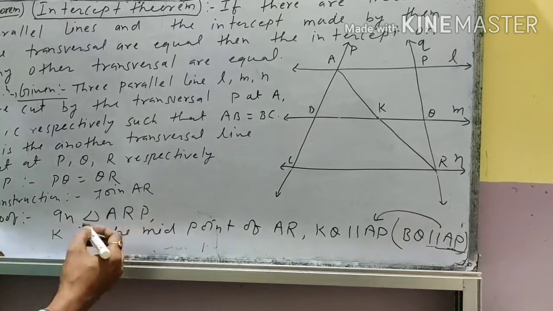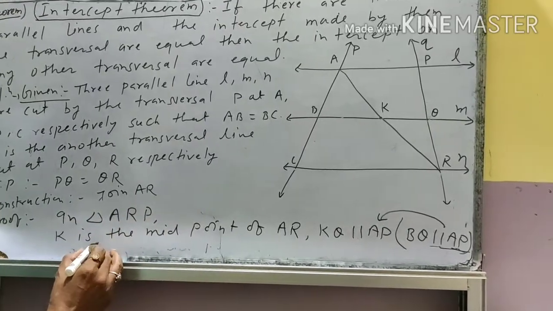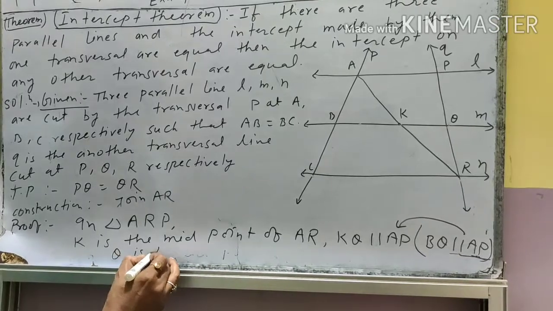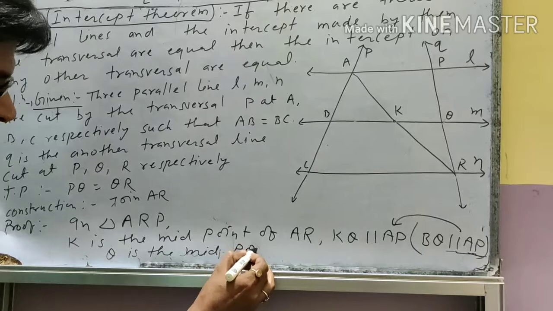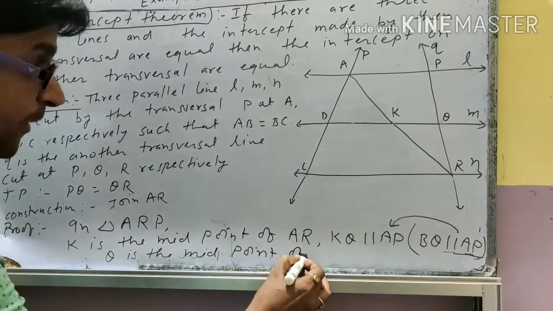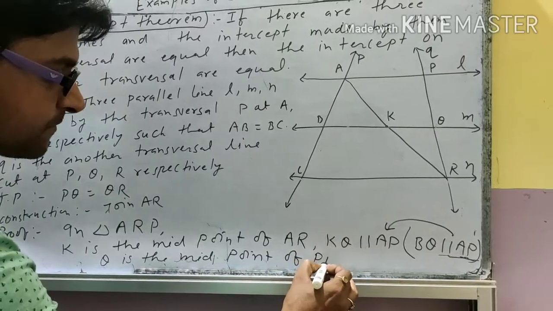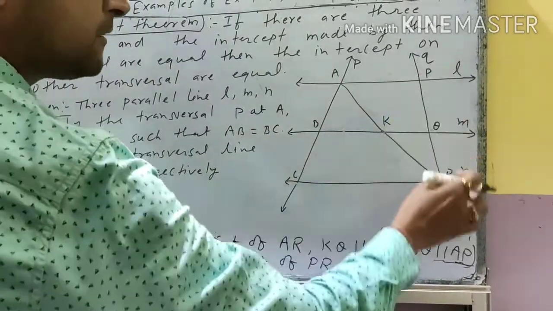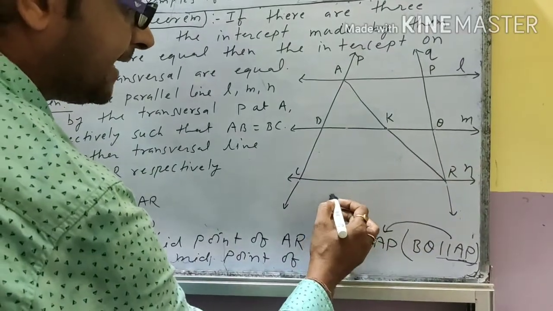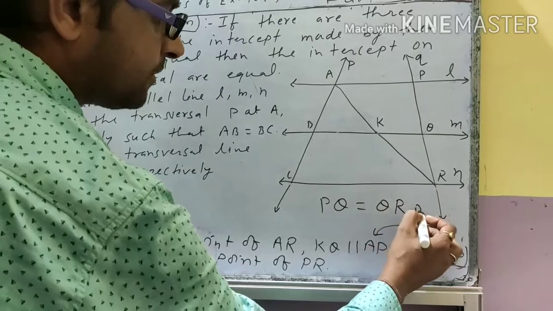So according to the converse of the midpoint theorem, we can write here Q is the midpoint of PR. That means we can write here PQ is equal to QR. This is your proof.